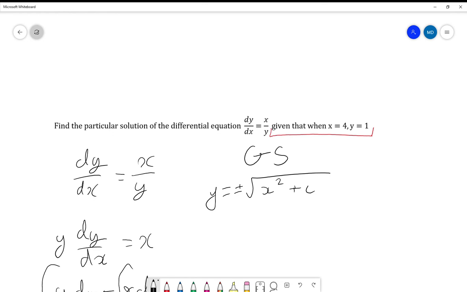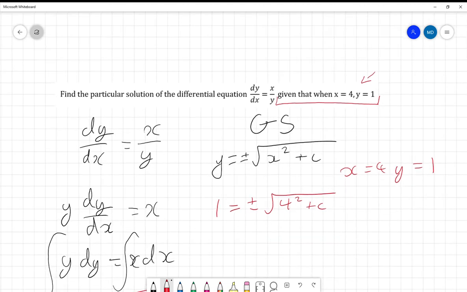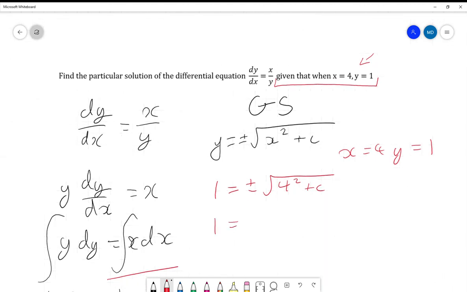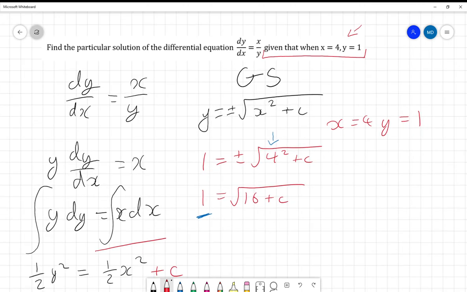And now I want to find the particular solution, and so I'm going to plug in these values here. I'm going to plug in x equals 4 and y equals 1. And I get 1 equals plus or minus the square root of 4 squared plus c. Looking at this, the left side has to be 1, and square roots are always going to be positive, and therefore we know it's the plus at this point. So already we've narrowed it down. 1 equals the square root of 16 plus c, and now I need to square both sides.